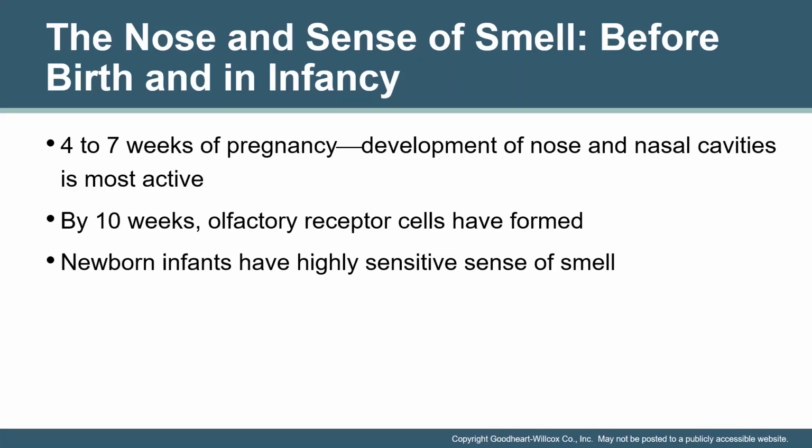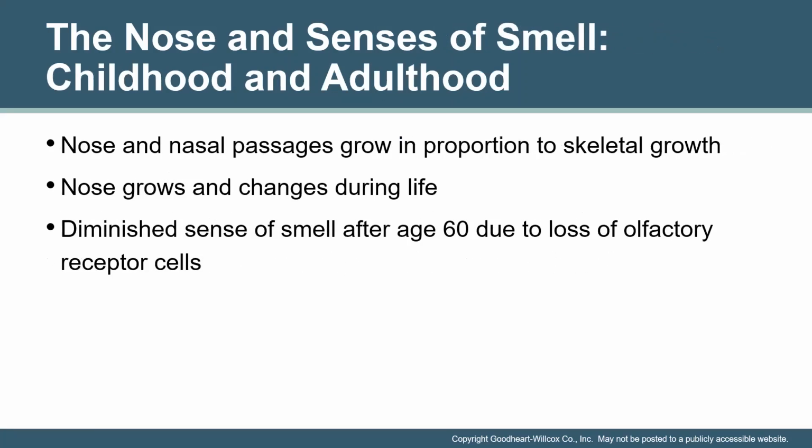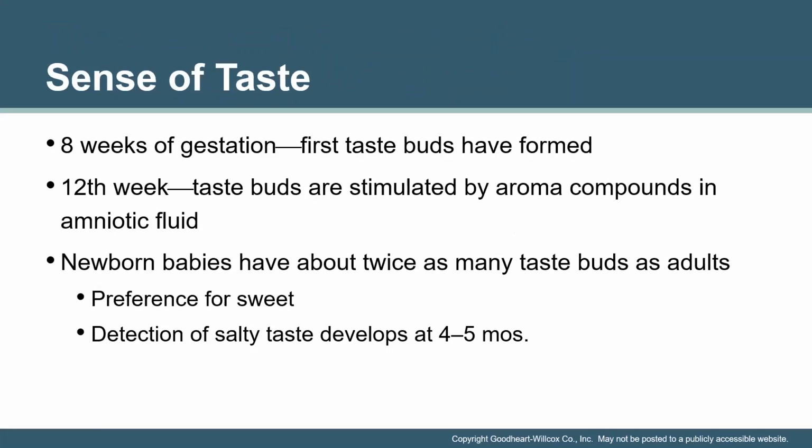That has to do with that maternal, probably more of a primal mammalian instinct, I would say, that sense of smell, but very functional, as we just found out. So they can smell their mom and their mom can smell them, which is fascinating too. So the nose and the passageways will grow as the child grows. Changes during life: there will be a diminished sense of smell after about age 60. These receptor cells begin to change.